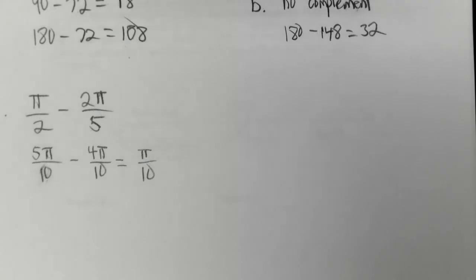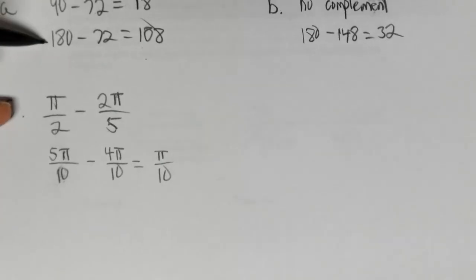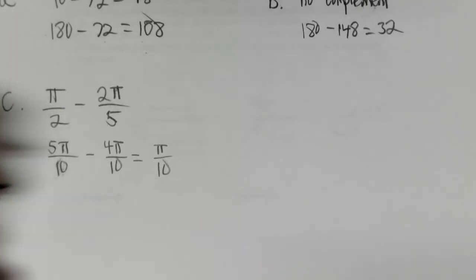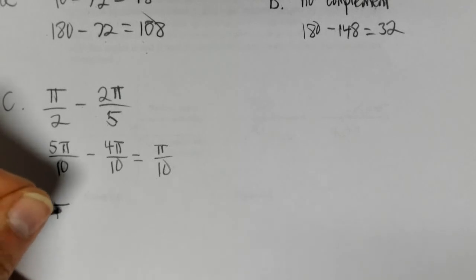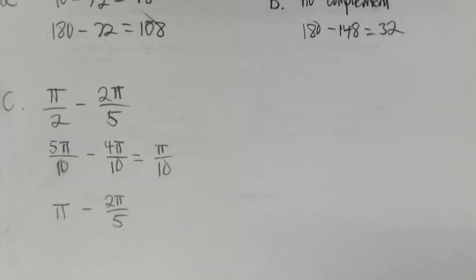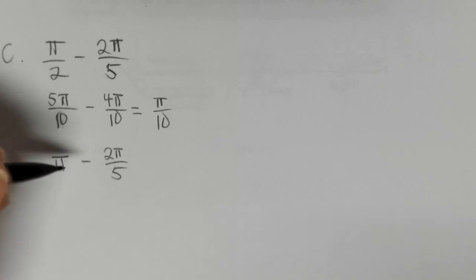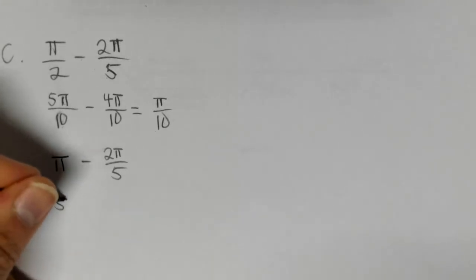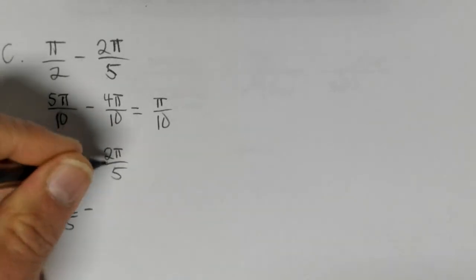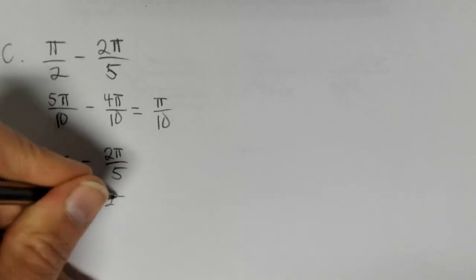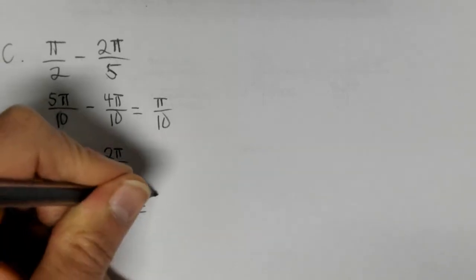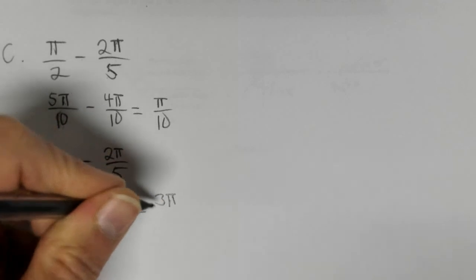Let's go for supplementary now. Remember, in degrees, you subtract the angle from 180, so in radians, you subtract the angle from pi, because 180 degrees is pi radians. So we'll go pi minus 2 pi over 5. Once again, I need a common denominator, which would be 5 here. So multiply the top and bottom by 5, giving 5 pi over 5, minus 2 pi over 5, which is already in the common denominator. That equals 3 pi over 5.